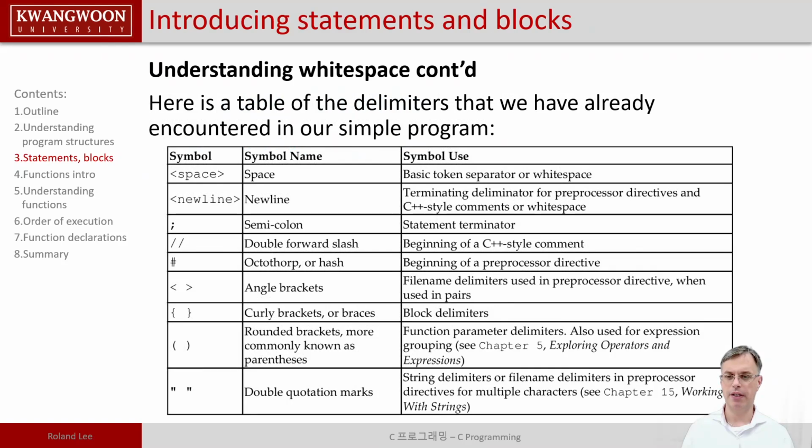Okay, now here's a table of delimiters that we have already encountered in our simple program. Curly bracket, angle bracket, hash, double forward slashes, new line, so again, angle bracket, hash, and also double quotation mark.